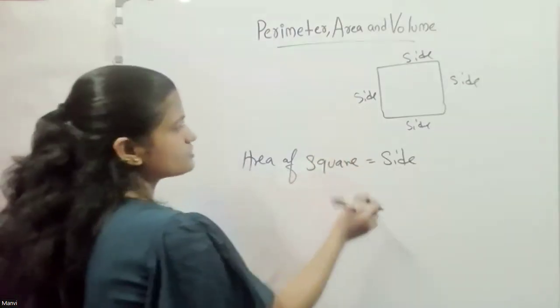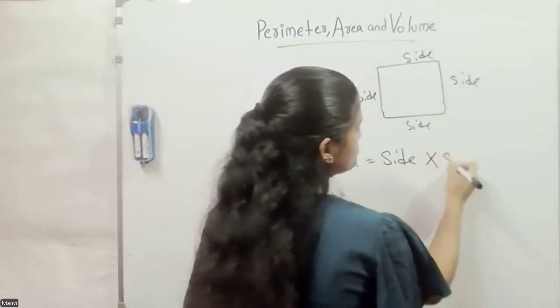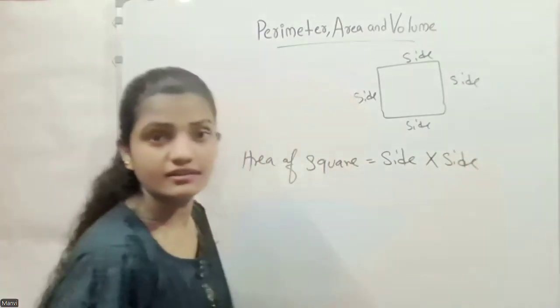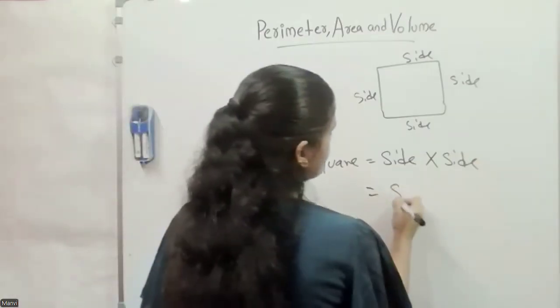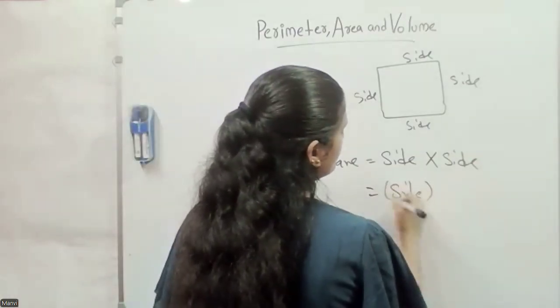So the area of a square is what? Side times side. And you can simply write it this way, side with power of 2.